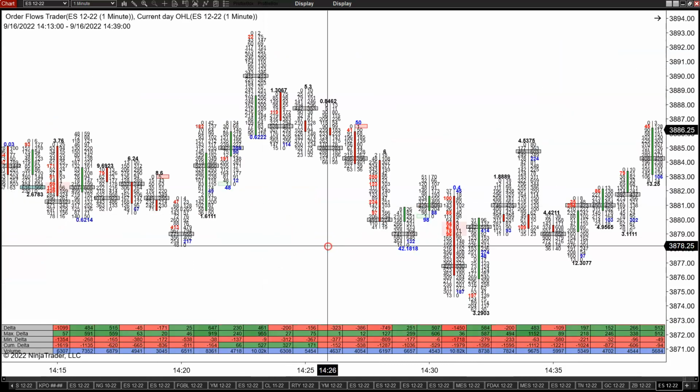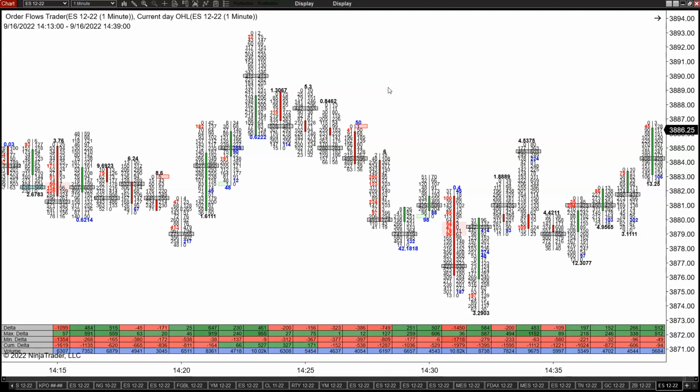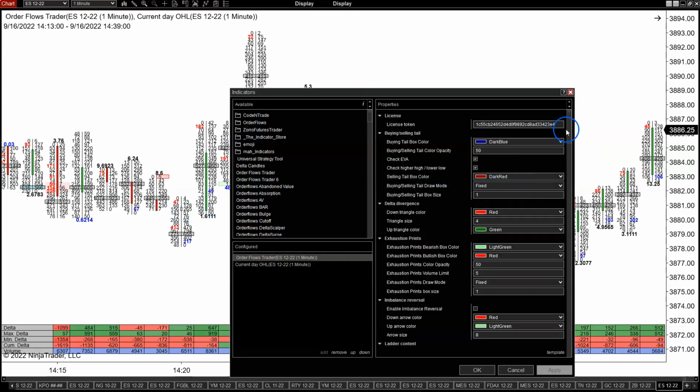And on the Orderflows Trader software, we actually have this thing that's called the prominent point of controls, right? Which are point of controls that matter, right?